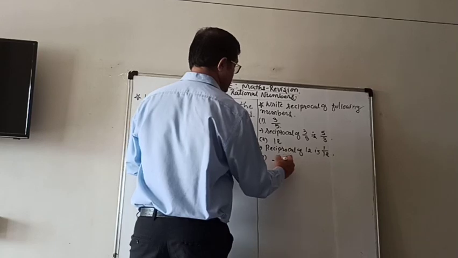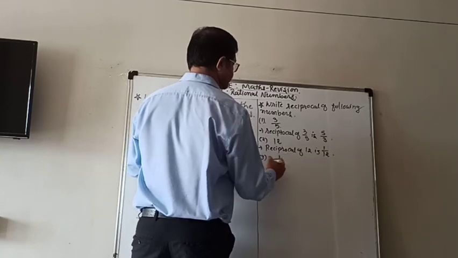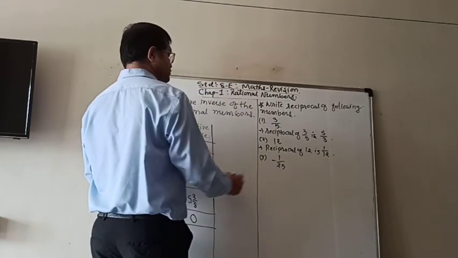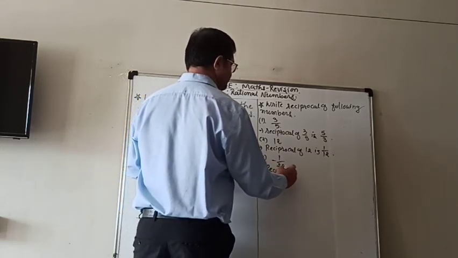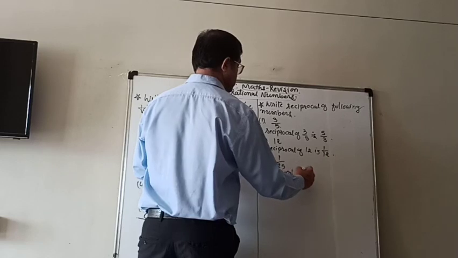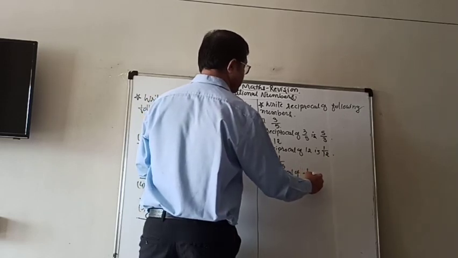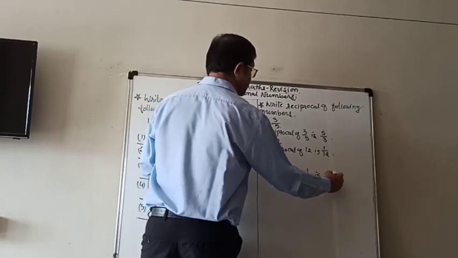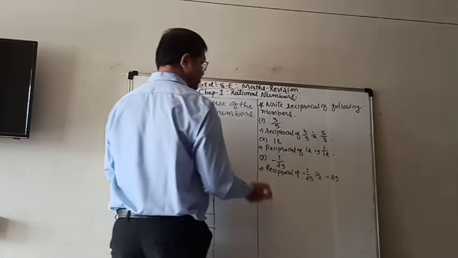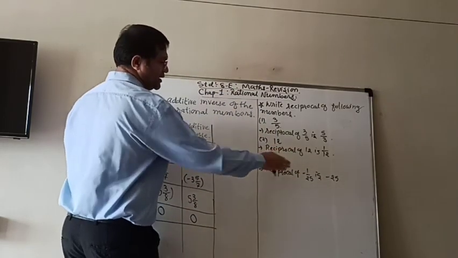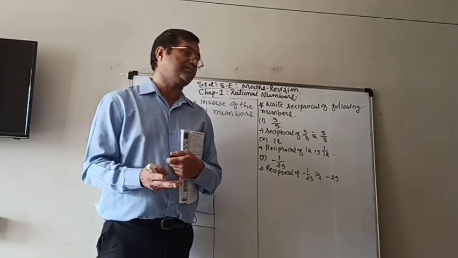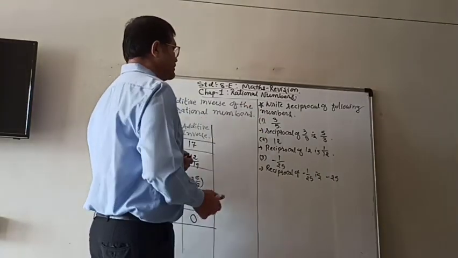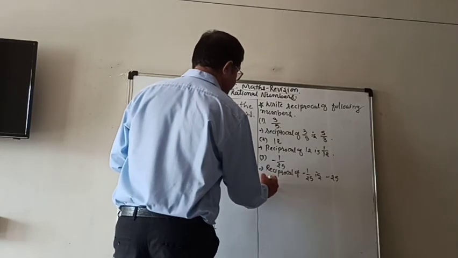Minus 1 upon 25. So now the reciprocal of minus 1 upon 25 is minus 25. Just you have to switch over, but when there is 1 in the denominator, we don't write 1 and therefore only minus 25.